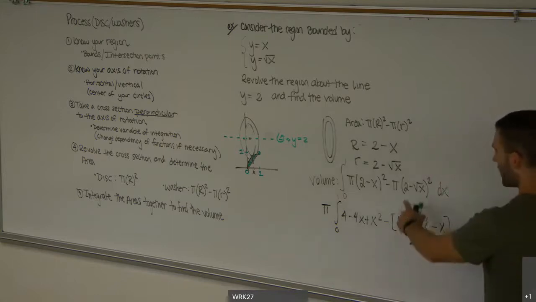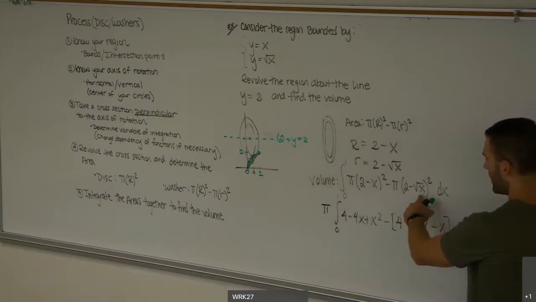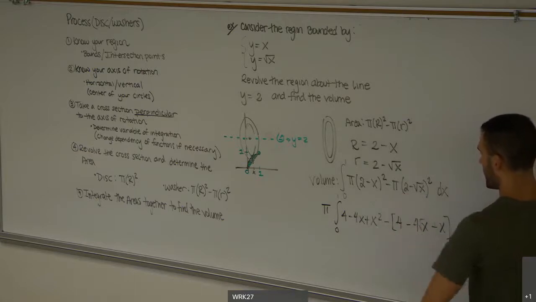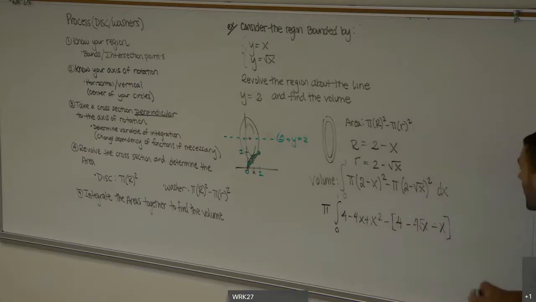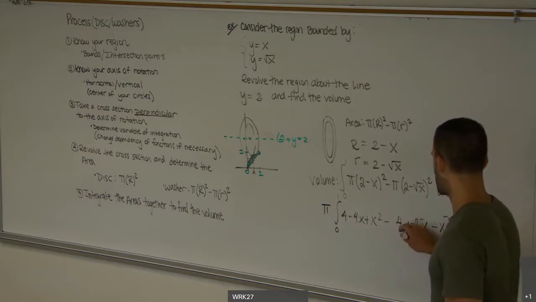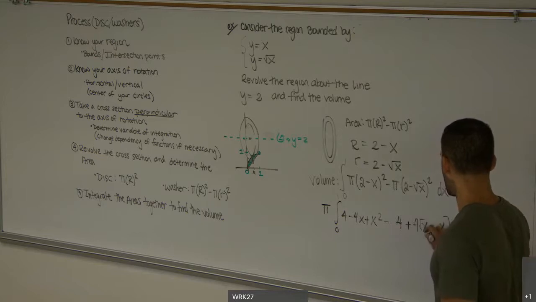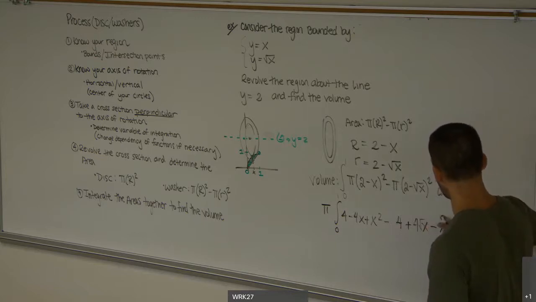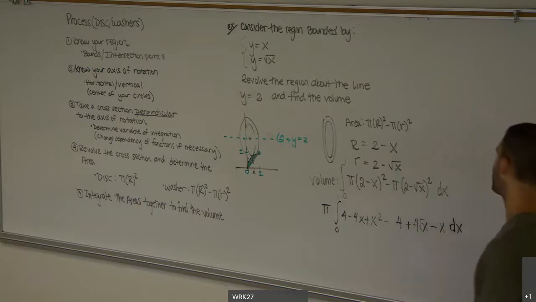So if I FOIL this out, first term squared is 4, last term squared gives me x, so plus x, and then 2 times these guys multiplied, minus 4 square roots of x. And then also don't forget we need to distribute the minus sign. So minus 4 plus 4x, 4 square roots of x, and then minus x. That way when I distribute the minus sign, we get this.